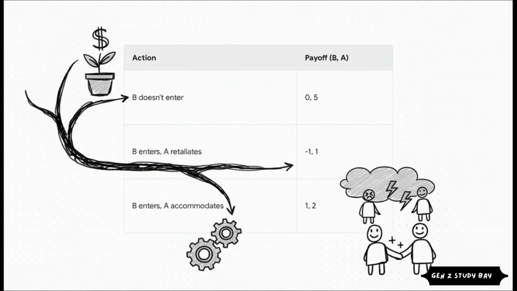These numbers just show us how good the outcome is for each company, with Firm B's score listed first. So if B stays out, they get 0, and the monopolist Firm A keeps its cushy payoff of 5. If B enters and A fights back, well, they both get hurt. That's the -1 and 1. But if B enters and A just accommodates, they both end up making a profit with payoffs of 1 and 2. See? It's a complete picture of the whole strategic landscape.